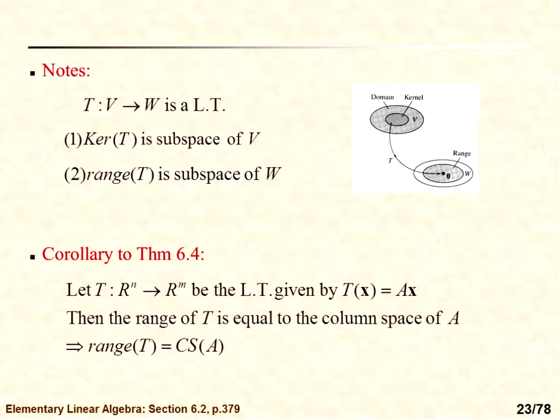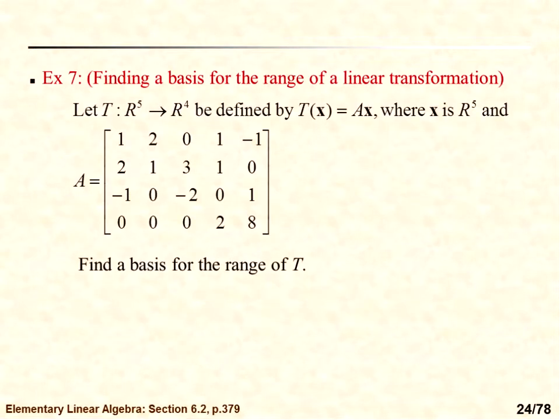There is no need to see the proof. So there are two definitions we see. T from V to W is a linear transformation, and the kernel of T is a subspace of V. Keep in mind what the kernel and the range are. The kernel of T is a subspace of V, and the range of T is a subspace of W, and it is a transformation from V to W.